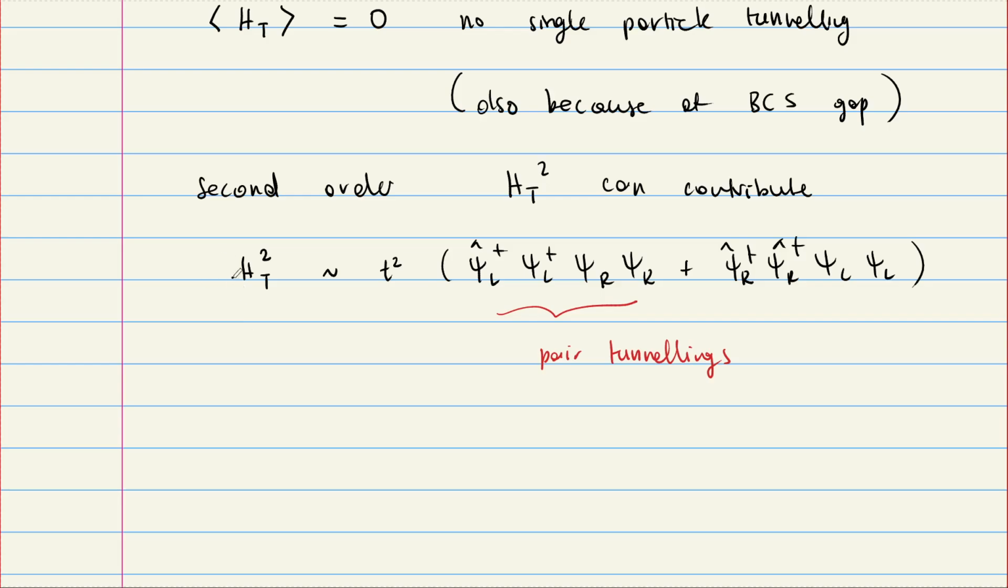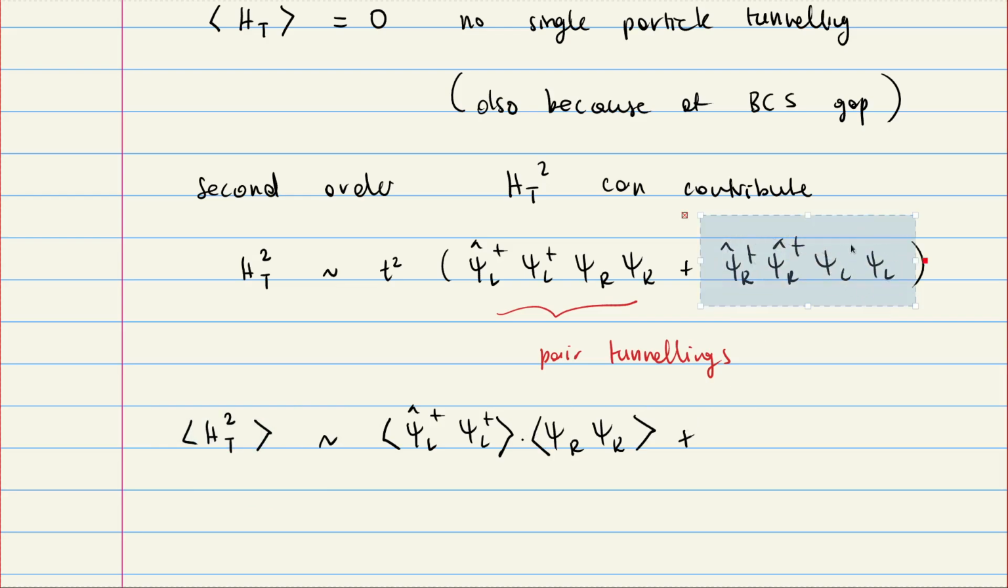What we care about is the average value of this thing, the expectation value of this, assuming right and left superconductors independently have their coherent state, or Cooper pair wave function. What we need to do is take this thing and do the expectation value like this times this thing. So this is proportional to plus exactly the same thing here.